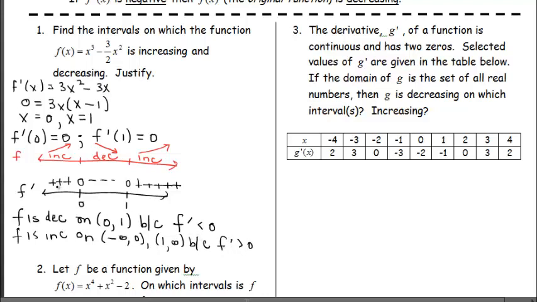Not that we're asked, but we also can see that we have a maximum on f at x equals 0 because f prime changes from positive to negative. You'd also have a minimum on f at x equals 1 because f prime changes from negative to positive.